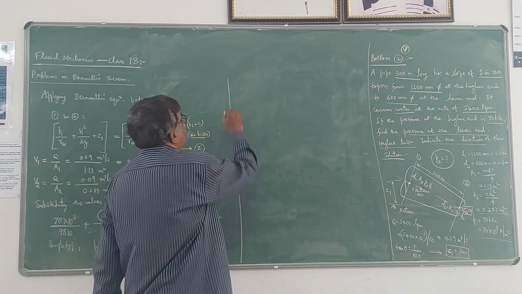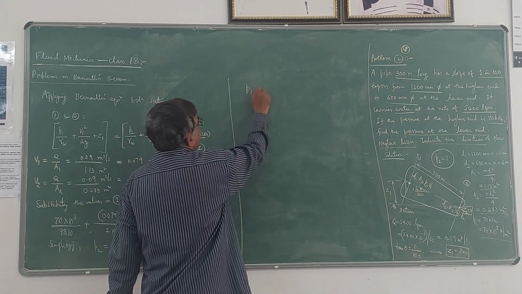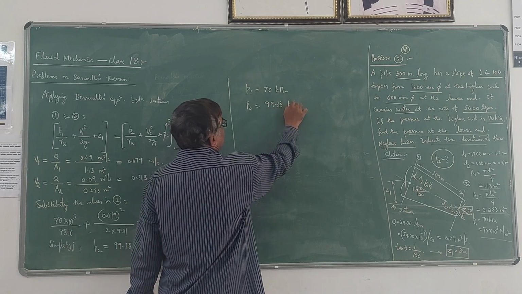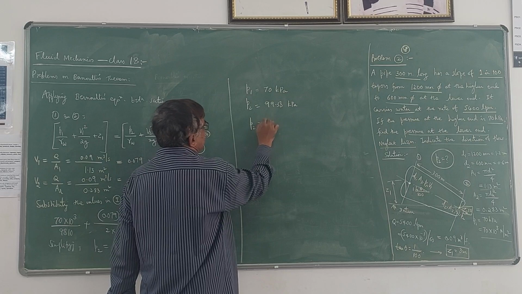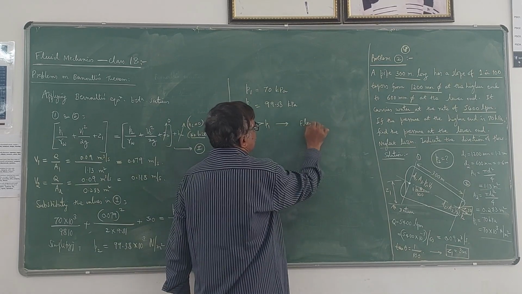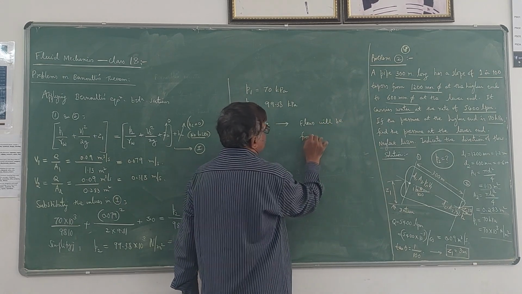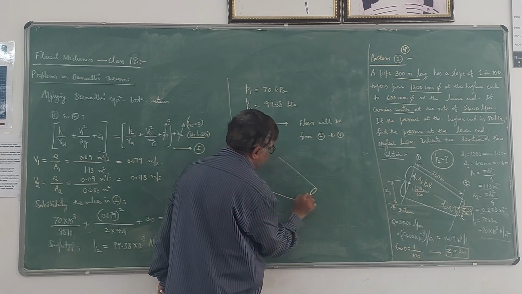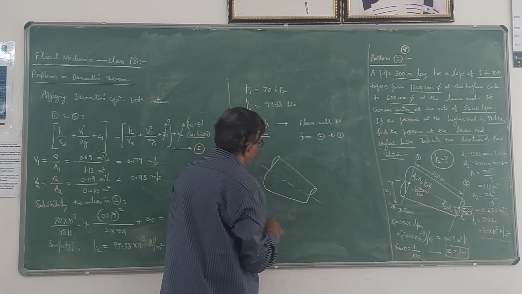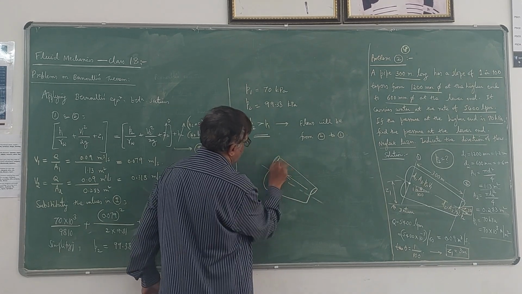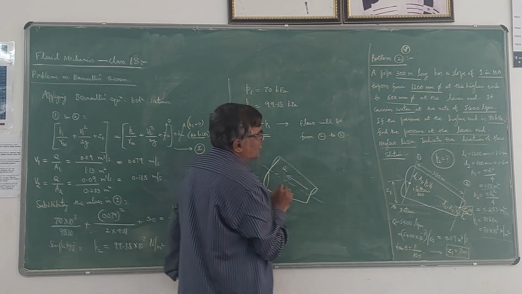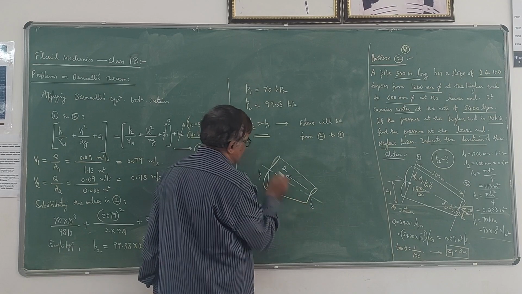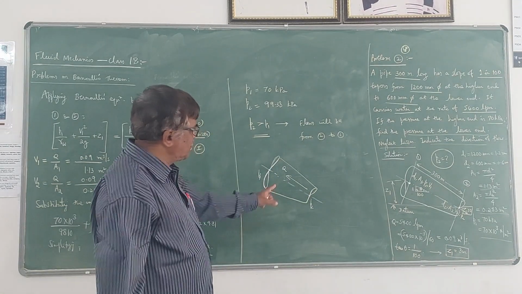Now pressure is known. To find the direction of flow, you can observe the values of P1 and P2. P1 is given as 70 kilopascal, and P2 we have got is 99.38 kilopascal. So P2 is greater than P1. That means flow will be from 2 to 1, from higher pressure to lower pressure region. So the flow is taking place like this. Q is not in this direction, Q is upwards, because pressure here is P2 and pressure here is P1, and P2 is greater than P1. So this gives the direction of flow.